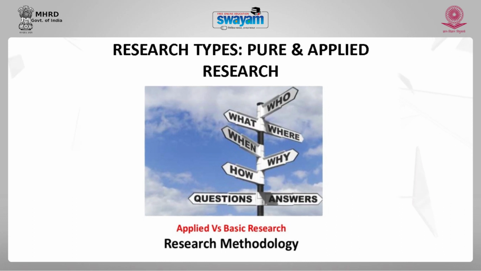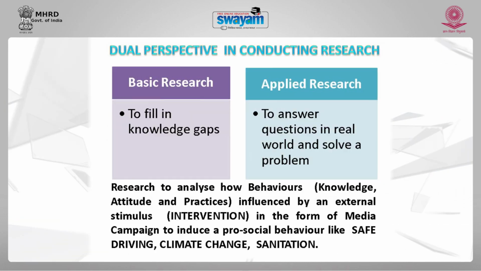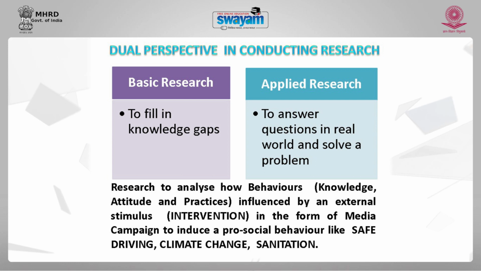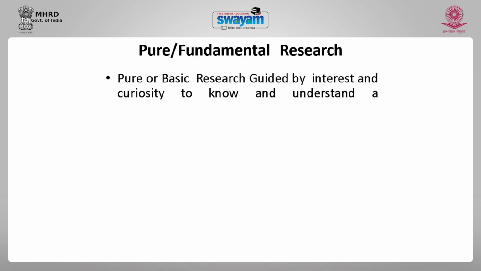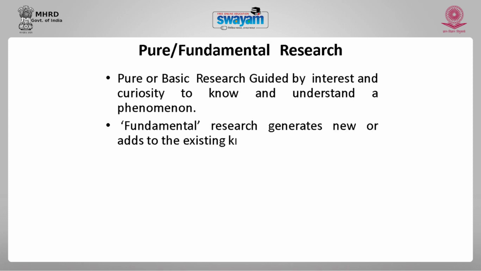What do we mean by pure and applied research? So, basically, basic research is to fill in knowledge gaps, and applied research is to answer questions in the real world and solve a problem. Pure and basic research is guided by interest and curiosity to know and understand a phenomenon, and this generates new knowledge or adds to the existing knowledge.